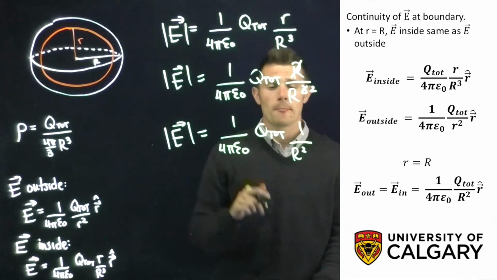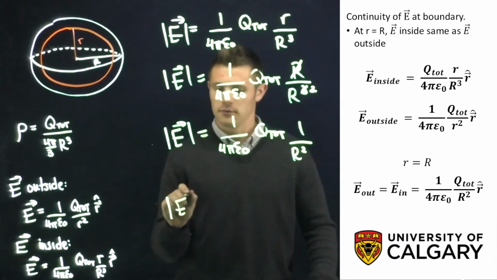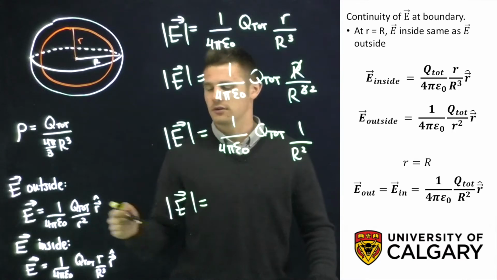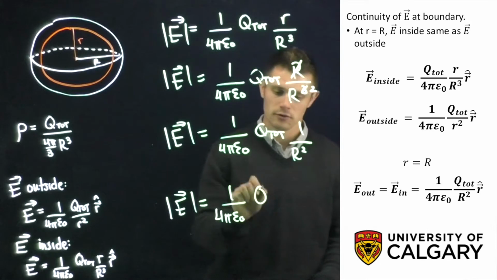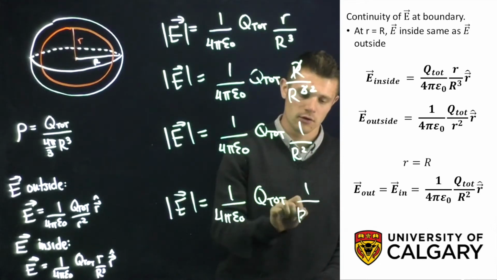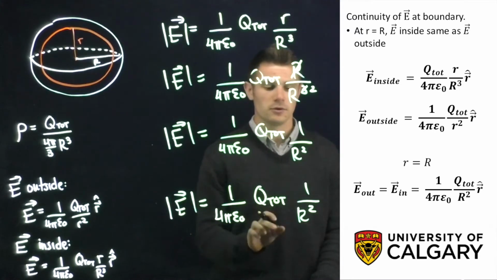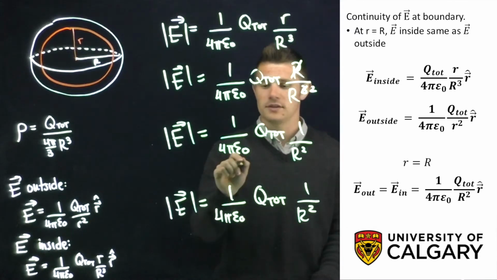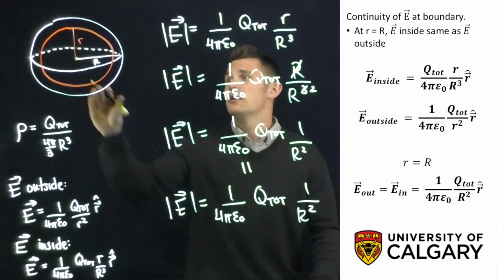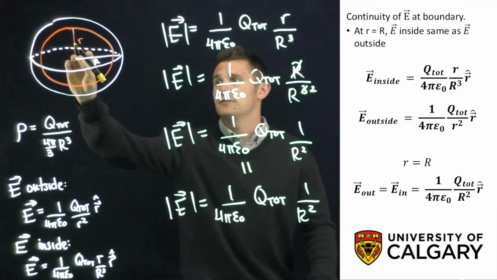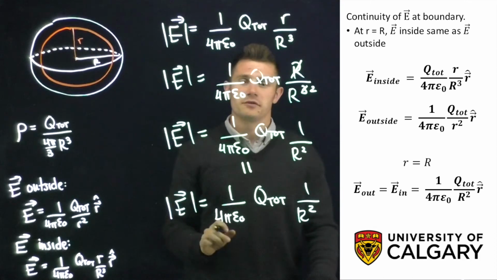This is important because if we look at the electric field outside of the sphere, we replace our little r squared with capital R squared, the radius of our sphere of charge. We find that the electric field magnitude is also 1 over 4 pi epsilon naught, Q total, 1 over capital R squared, and that these two are equal. This is important because of the continuity of the electric field as we move from inside the sphere of charge to the outside of the sphere of charge. At the surface, the two electric fields should be the same.